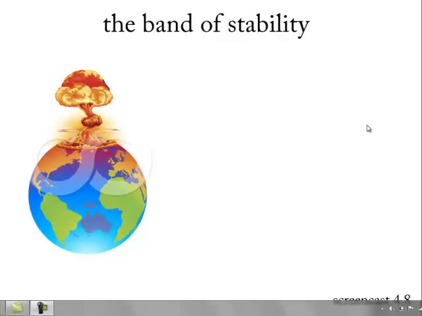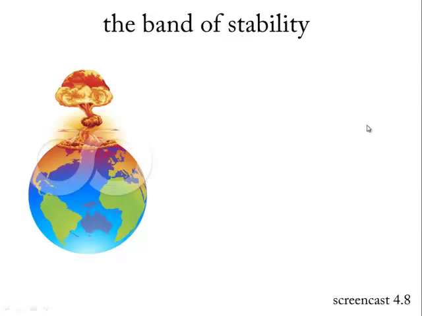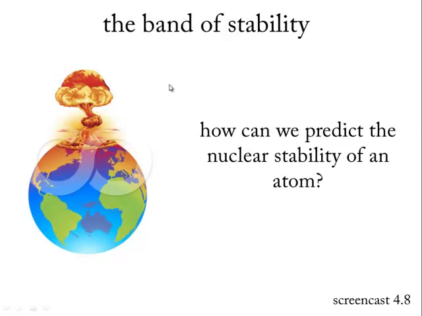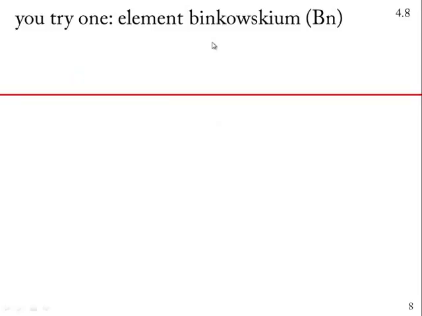Okay, in this video we're going to do one brief calculation regarding average atomic mass just to follow up on screencast 4.7, and then we'll take a look at that concept known as the band of stability. That concept that if an atom has too many neutrons, it becomes unstable. So this is screencast 4.8 where we're going to take a look at the band of stability.